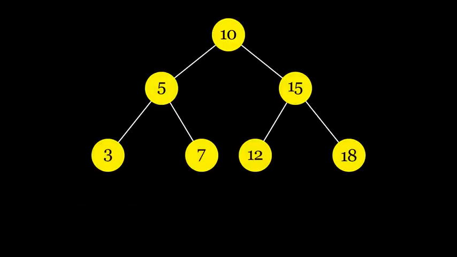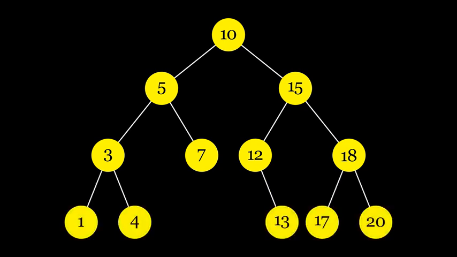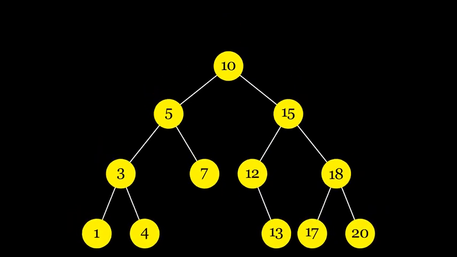Next, let's visualize this process. Imagine we're inserting the value 11 into the tree. The algorithm will begin at the root node and compare the value 11 with the root's value. Since 11 is greater than the root's value, the recursion will move to the right child.